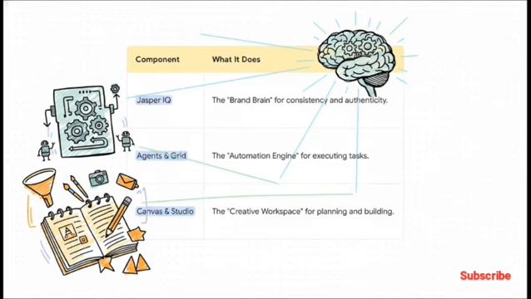So a platform like this is kind of built on three main pillars. First, you've got Jasper IQ, which is like the brand brain. It learns everything about your brand to keep things consistent. Then you have agents in the grid. Think of this as the automation engine, the part that does all the heavy lifting and repetitive tasks. And finally, there's the Canvas and Studio, which is the creative workspace where your team gets to strategize and build things out.